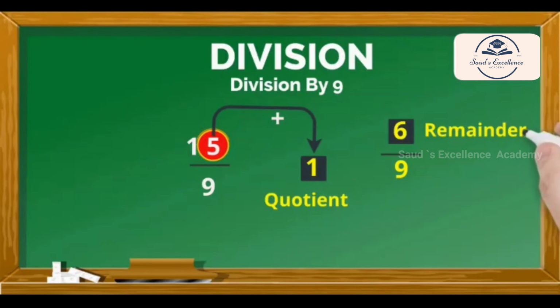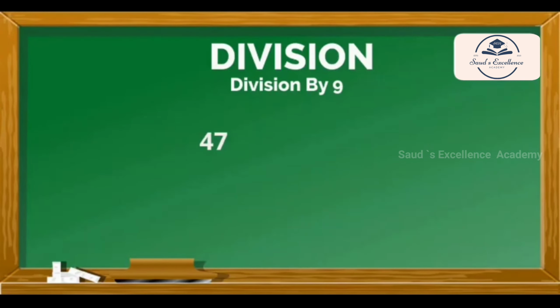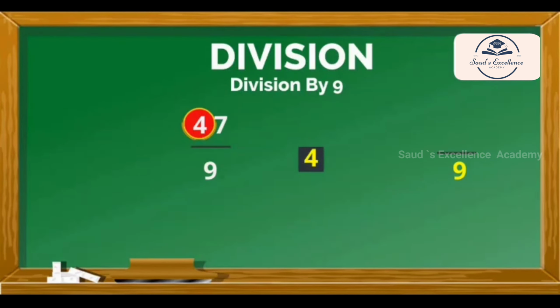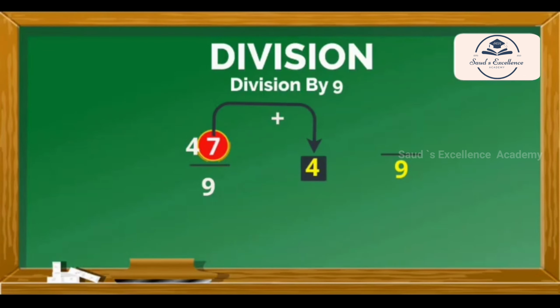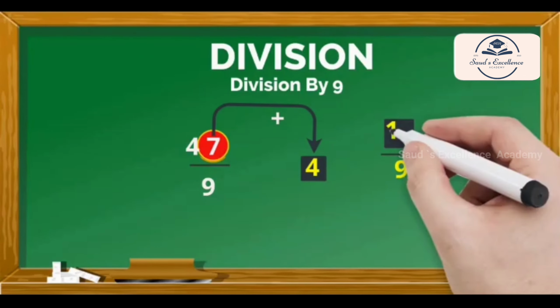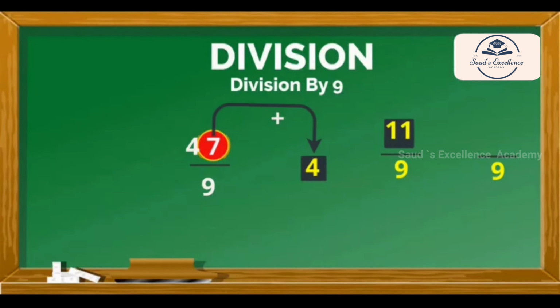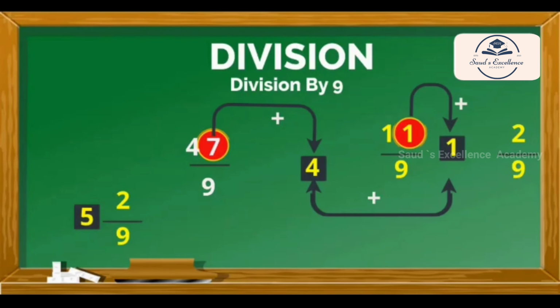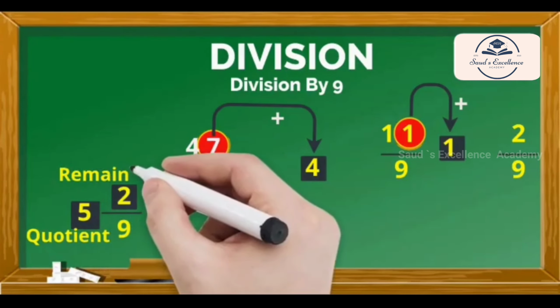And 6 becomes the remainder. Let's start with an example like 47. Divide by 9. We write the tens digit, 4. We add 7 with 4, equal to 11. We write 11. 11 is bigger than 9, so we divide again. We write the tens digit 1. We add the unit digit with 1, equal to 2. We write 2. Now we add 4 plus 1 and get 5. So, we write 5. We write 2 by 9 as it is. So 5 is the quotient. 2 is the remainder.